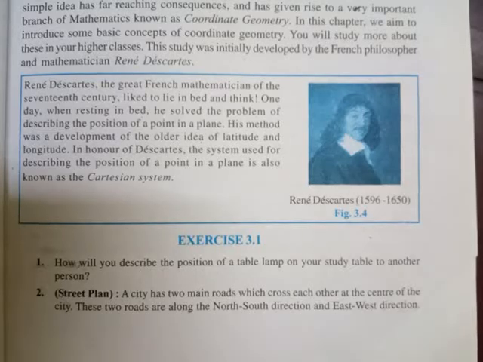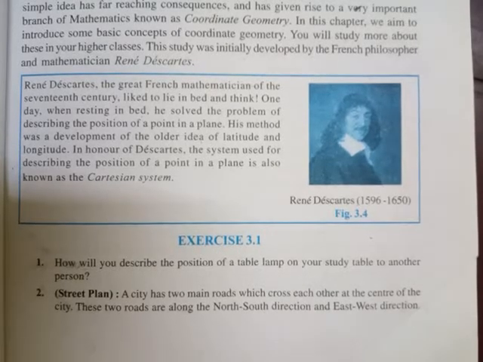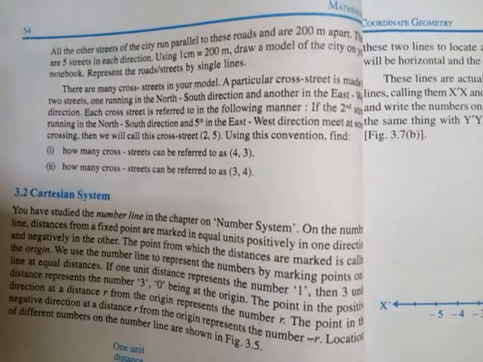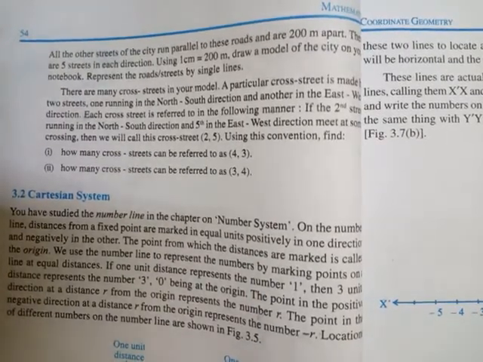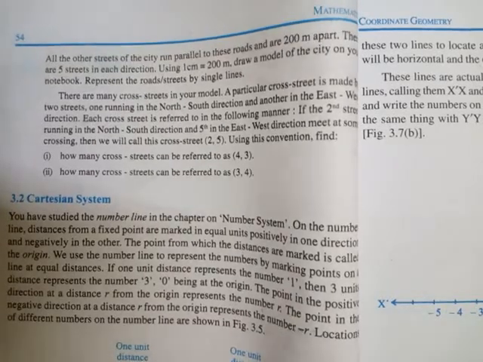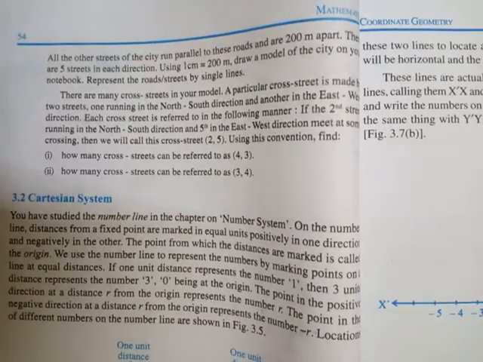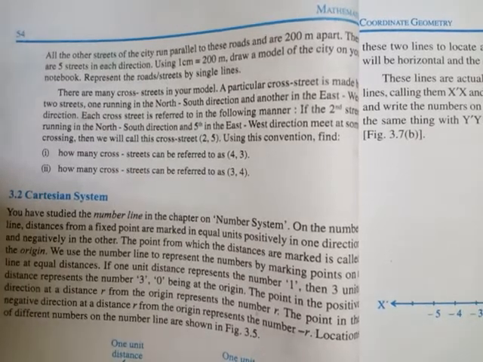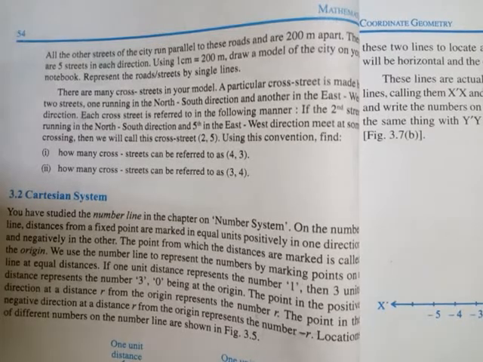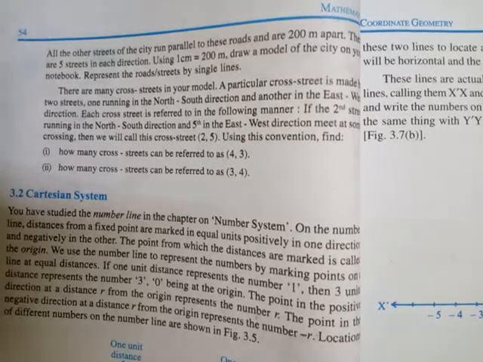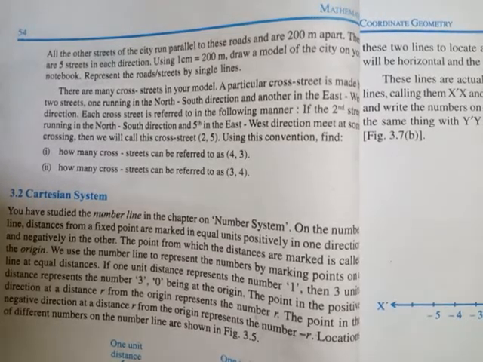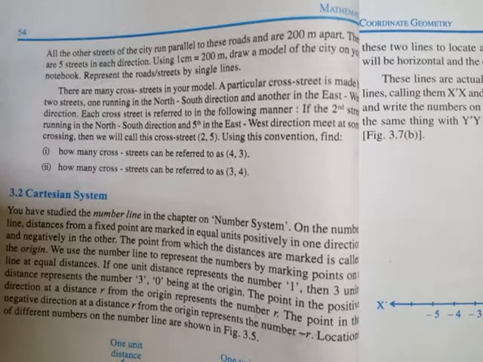Look student, the next question is a street plan. A city has two main roads which cross each other at the center of the city. These two roads are along the north-south direction and east-west direction. All the other streets of the city run parallel to these roads and are 200 meters apart, and there are 5 streets in each direction. Using 1 centimeter equal to 200 meter, draw a model of the city on your notebook. Represent the road streets by single lines. Okay, now look, question is given here that how many cross streets can be referred to as 4,3 coordinate, and how many cross streets can be referred at 3,4 coordinates.